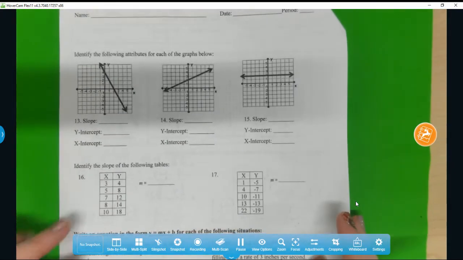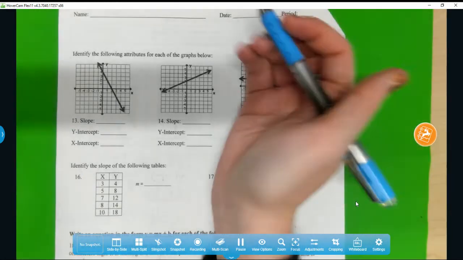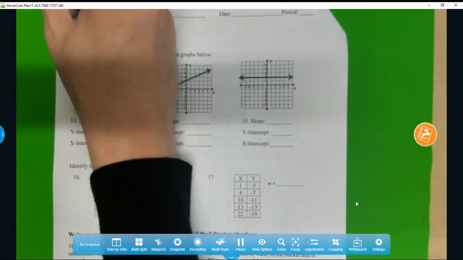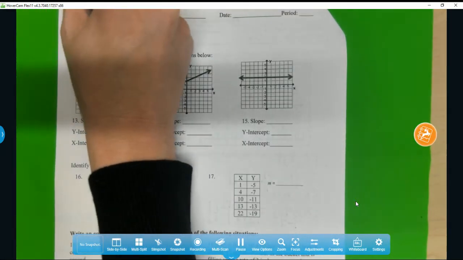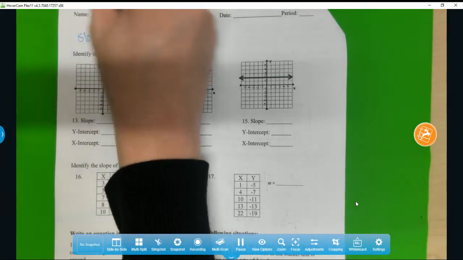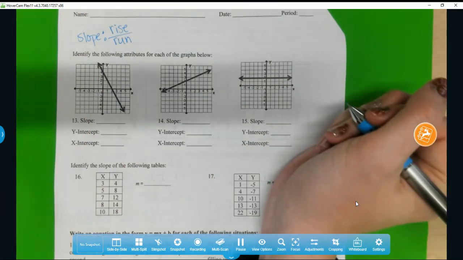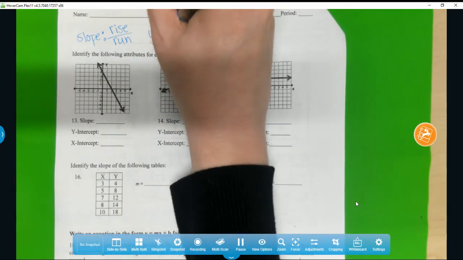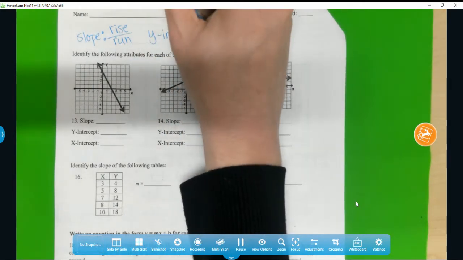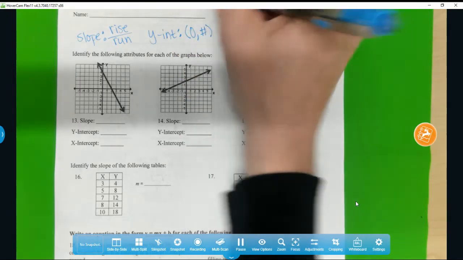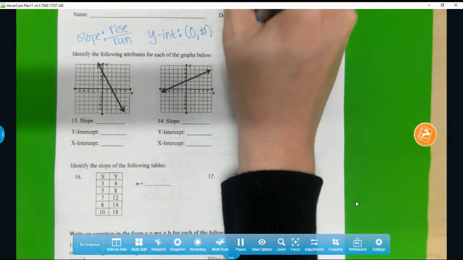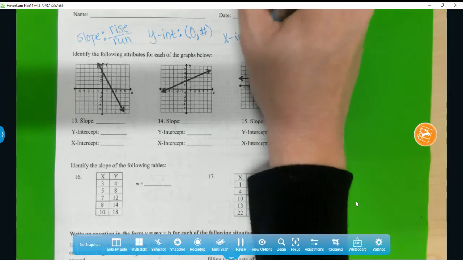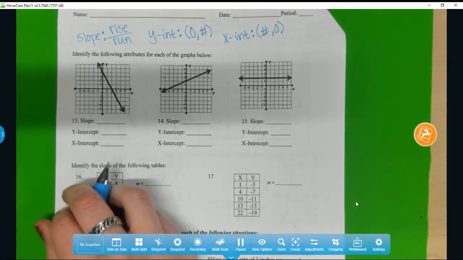Okay. On this side, we're finding slope. So slope, remember, is rise over run. Okay, your y-intercept is always 0 and then a number. Your x-intercept is always a number and then 0.